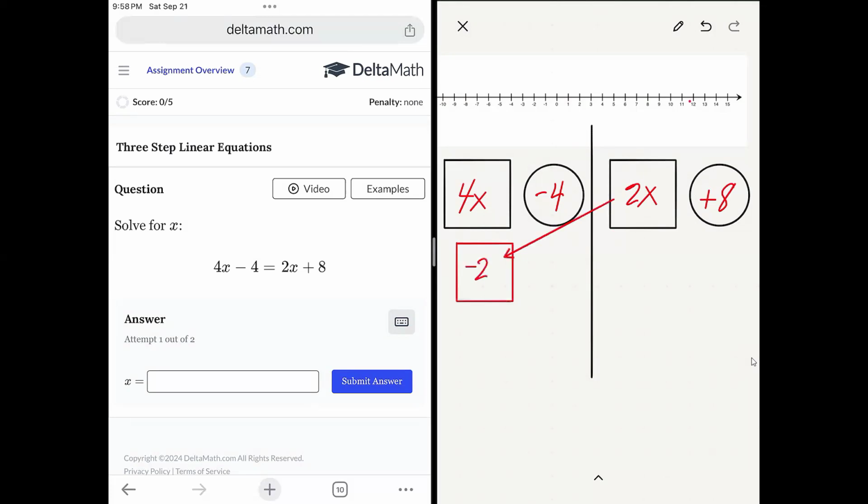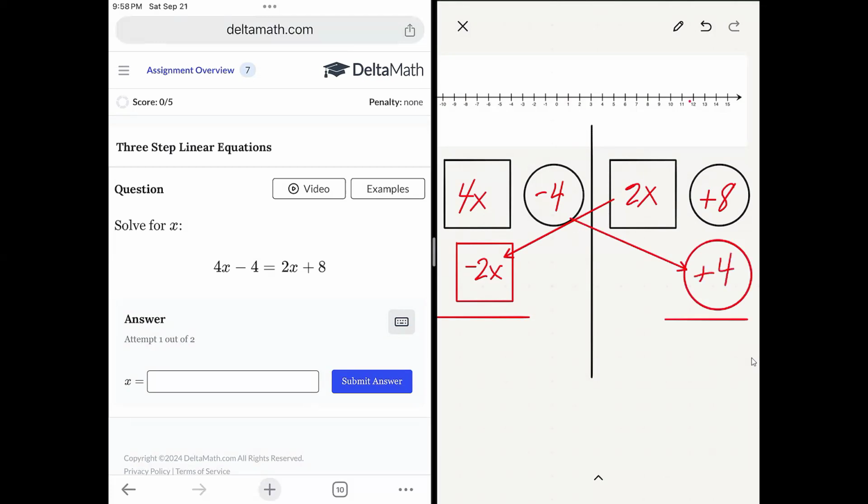-2x, because it was a positive 2x. When I cross the line, it becomes a negative 2x. And then I'm going to combine those boxes. I'm going to take this circle, and I'm going to move it over here. And if you cross the line, the -4 becomes a +4.